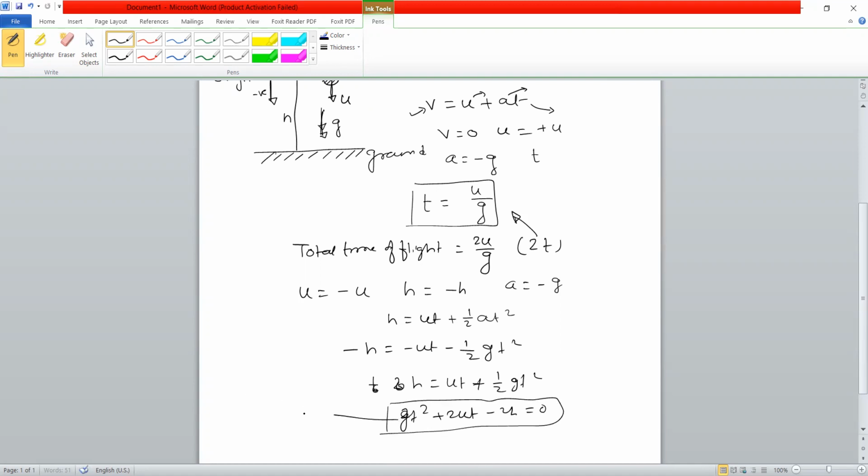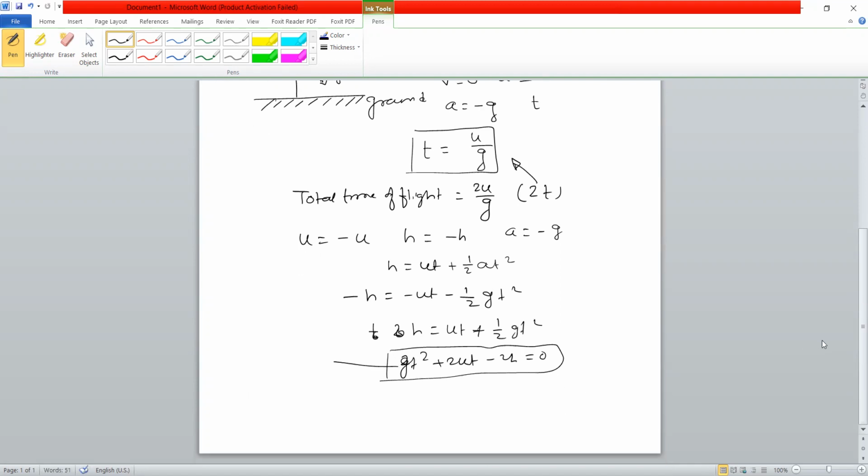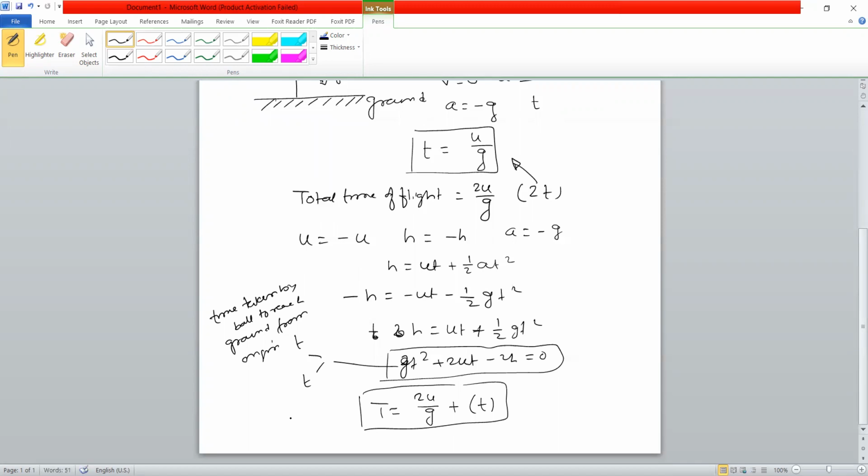So this time, this is the quadratic equation. You can see this is the quadratic equation. So from here we'll get the two values of time. Okay. So this time is the time taken by the ball to reach the ground from origin, right? So the total time of flight we may write as time is 2u by g, and the value of time that we'll be getting from here. This is the total time of flight by the ball, right?